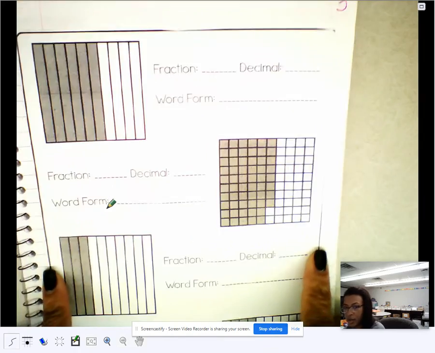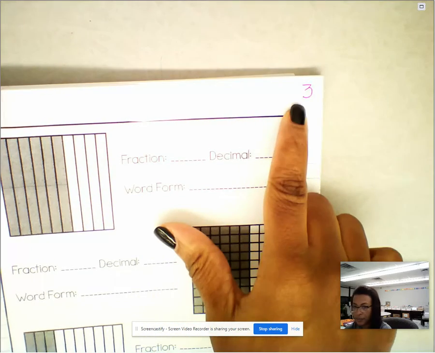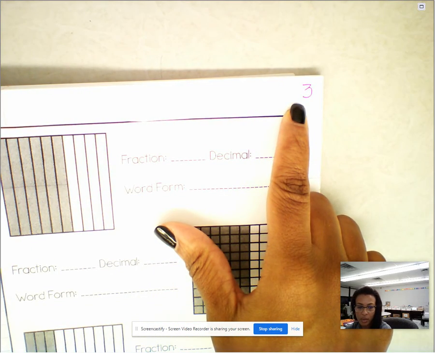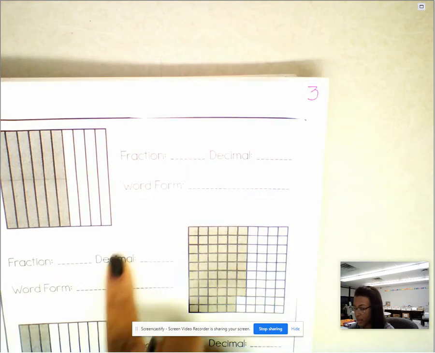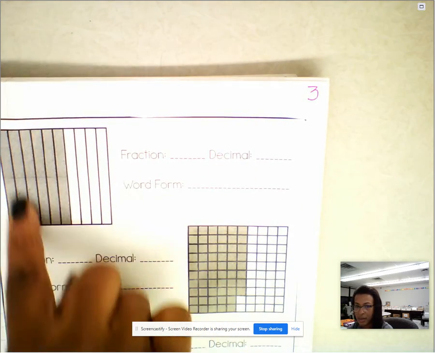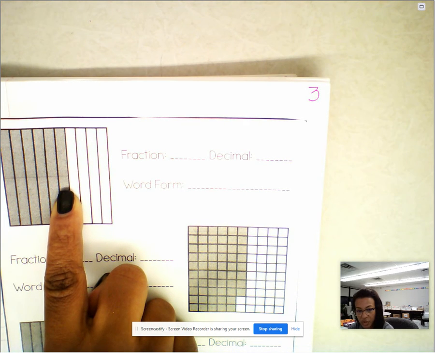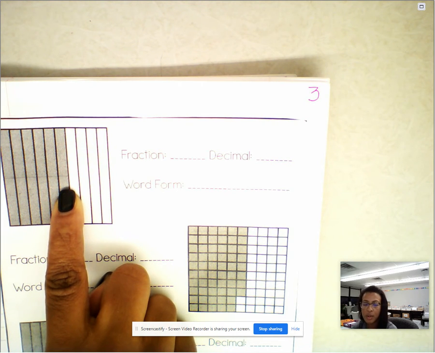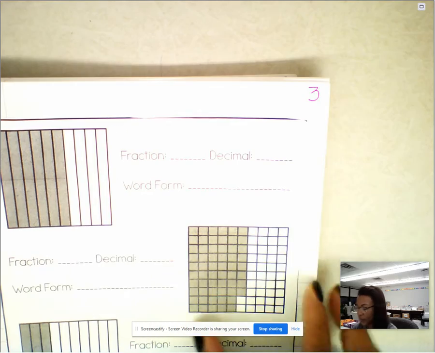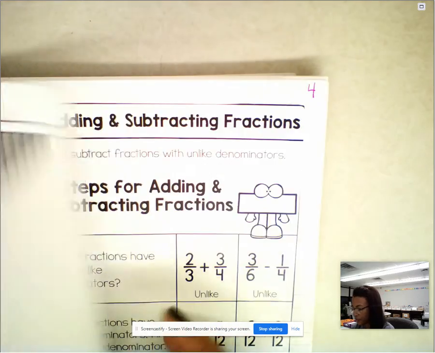The next page just continues with relating fractions to decimals. So you were supposed to cut out the rectangle around that page and then glue that down on page 3. Either tomorrow or Thursday, we will go through and complete the fraction decimal, looking at our model here and figuring out what fraction of this entire thing is shaded in, how to convert that to a decimal, and also how to write that as a word. All of this should be reviewed so far.